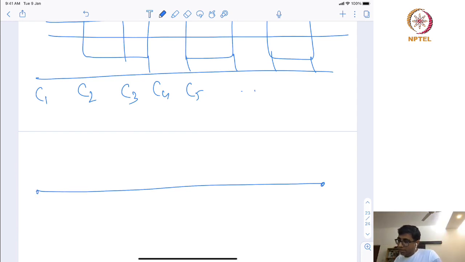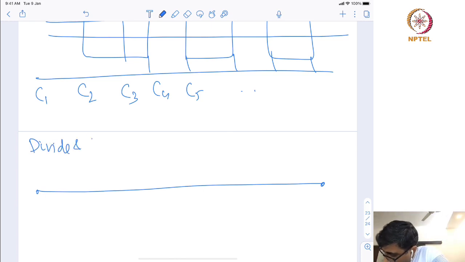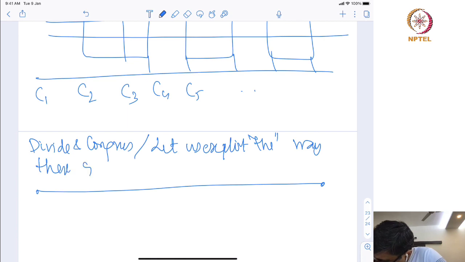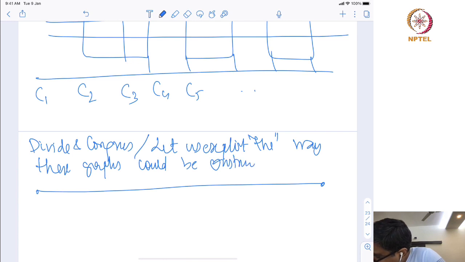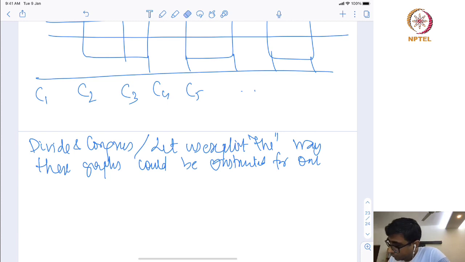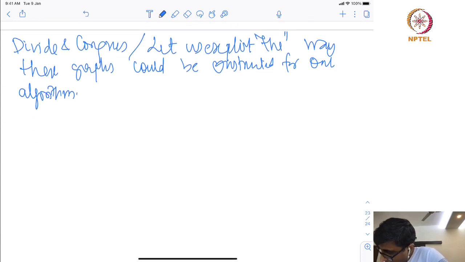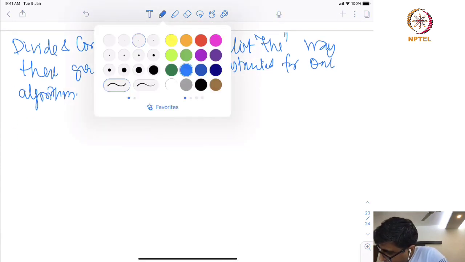Rather than doing divide and conquer, let us exploit more algorithmically the way these graphs could be constructed for our algorithm. It will become very clear soon.